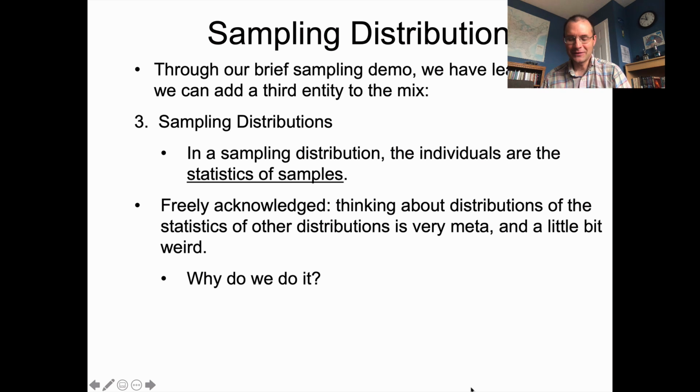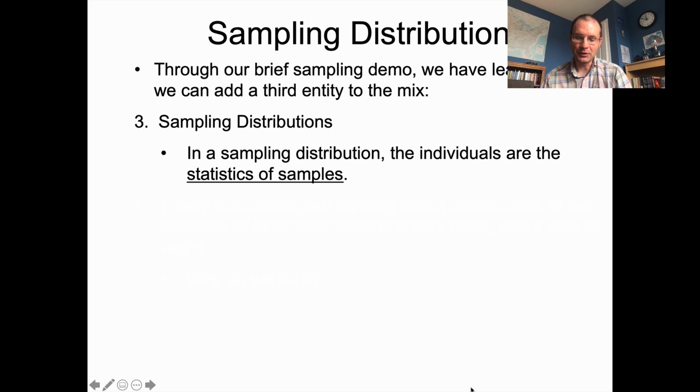But this is weird. This is like that demo where we took multiple samples from a population, and for each sample we calculated the mean of that sample, and we did that multiple times and eventually just plotted the distribution of the means of the samples. That distribution is a sampling distribution.